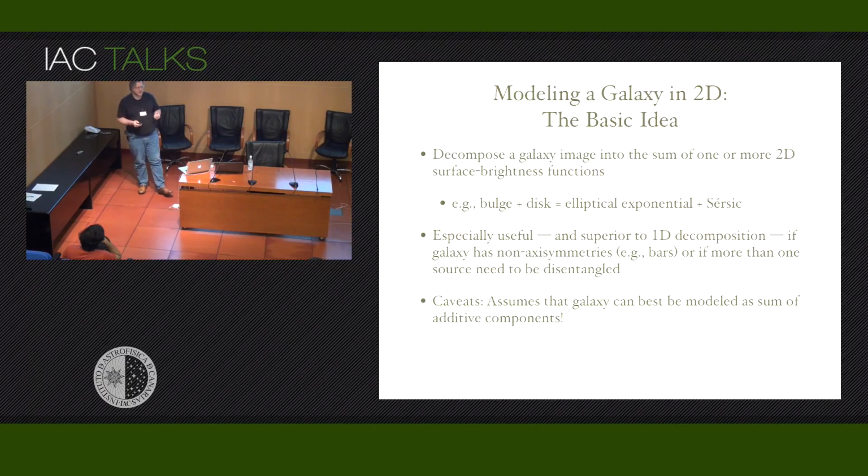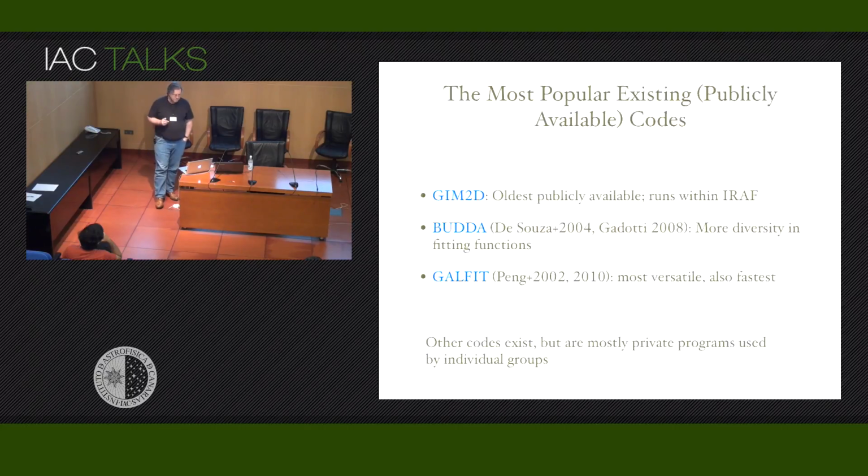This is particularly useful if your galaxy has non-axisymmetric structures like bars, for instance, or some rings, or if you're trying to disentangle one or more overlapping sources, say a neighboring galaxy that's interfering with your galaxy. This does assume that the galaxies can be modeled as the sum of additive components. It's kind of a caveat that should always be borne in mind.